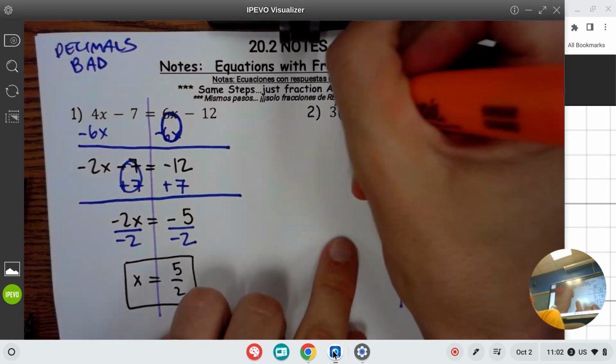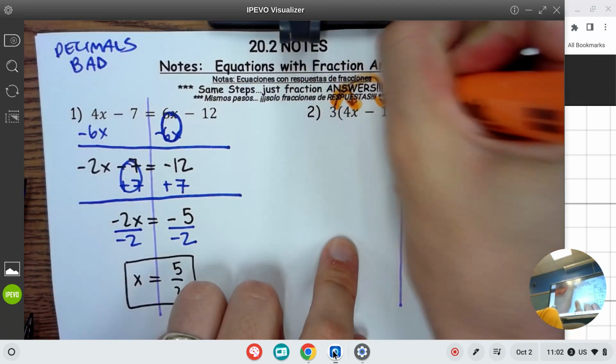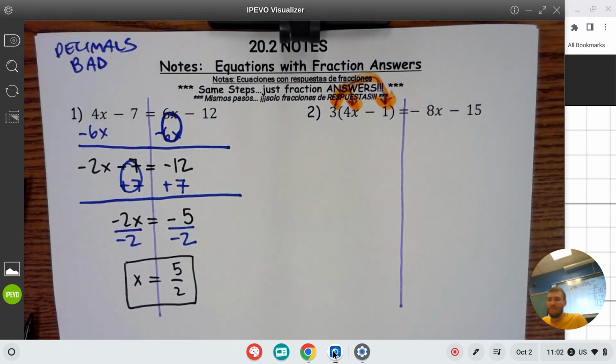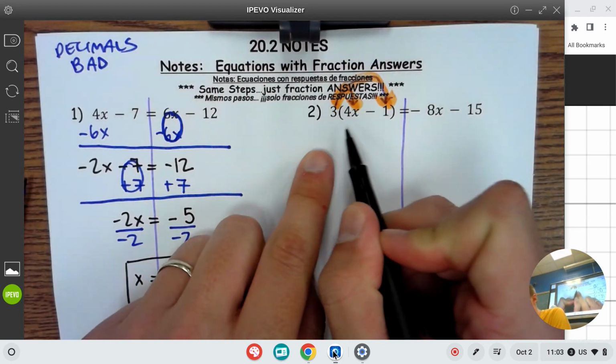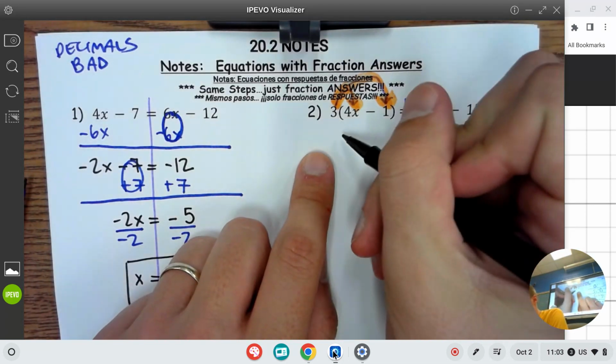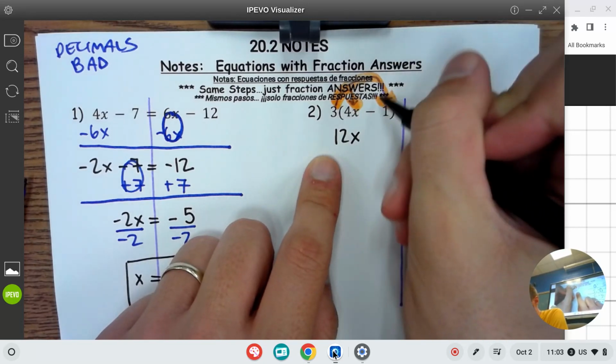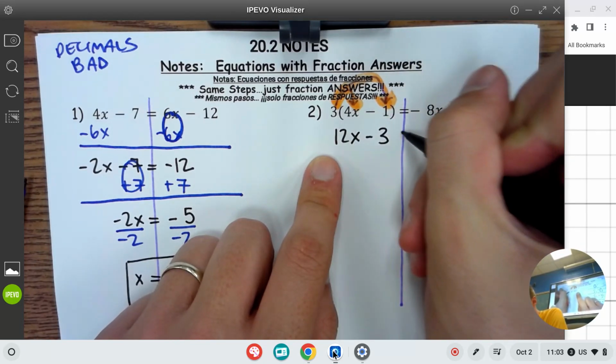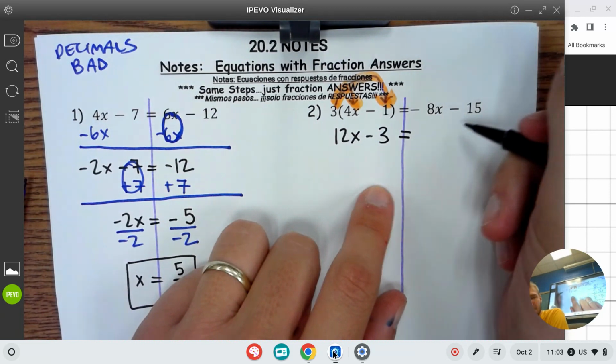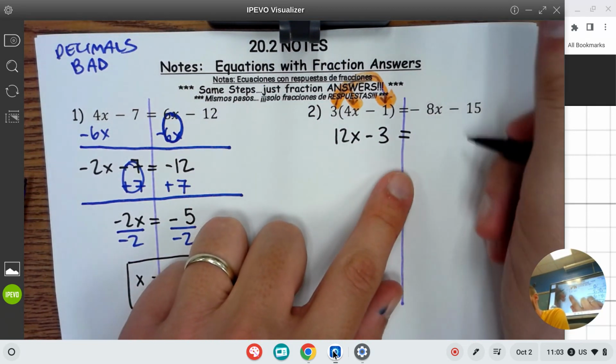That's a little hard to see because of all of our words. So let me use a nice big orange marker. We're doing distributing, and distributing is multiplying. Does anybody know what our next line would be on the left? 3 times 4 is 12x. 3 times negative 1, negative 3 equals, what do we do with this negative 8x minus 15?